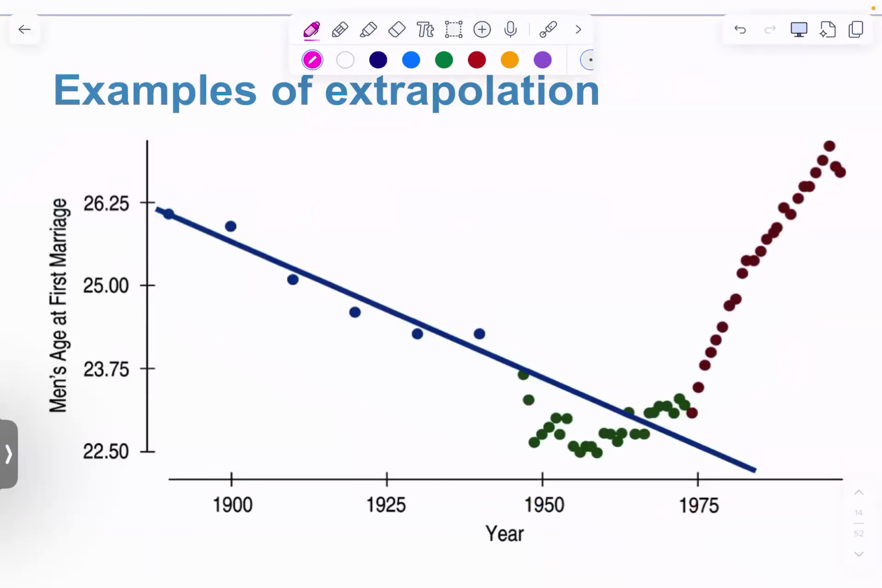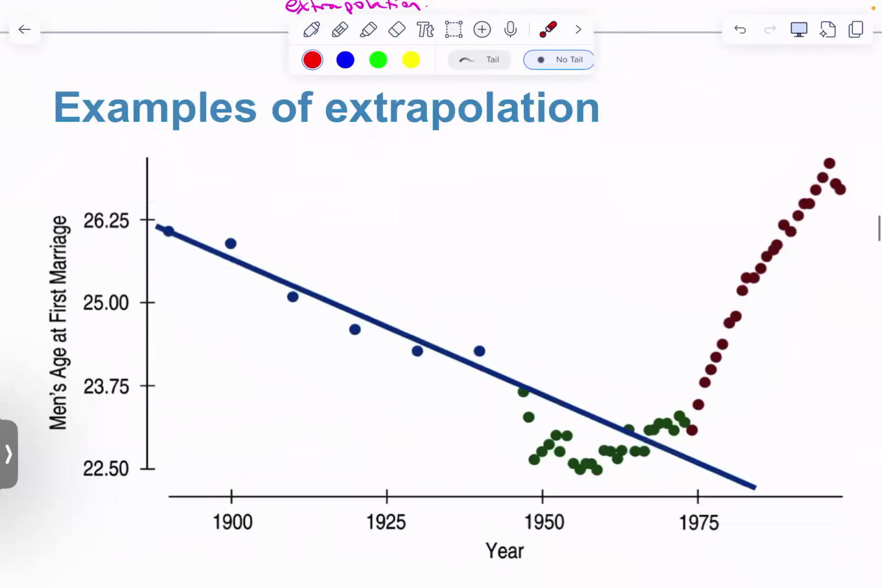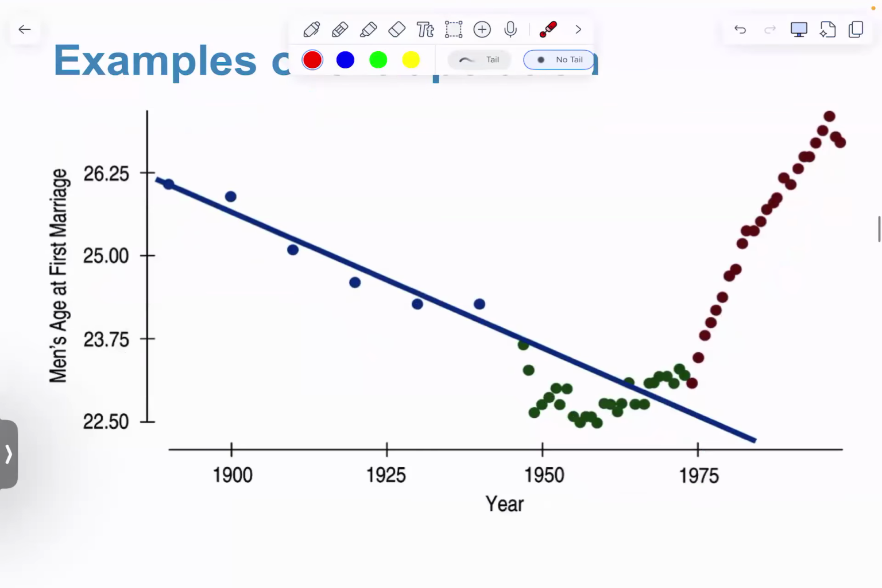An example of extrapolation, I think this one is so funny. They have collected information on the men's age at first marriage. Who cares about their second? First marriage, and we've broken it up into 3-year time frames. Now, this looks to me like it was war times, right? And so things changed after the war.